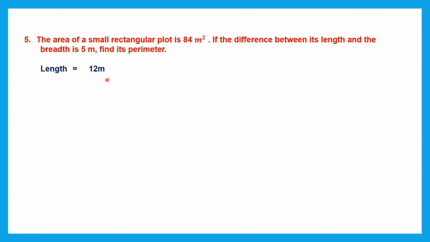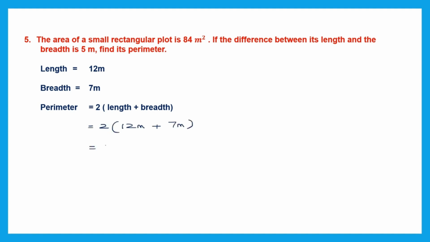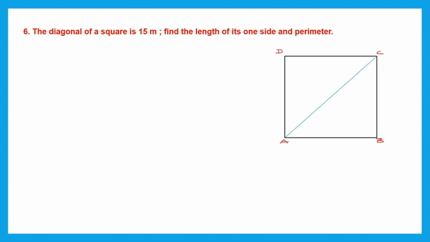So length is 12 meters, breadth is 7 meters, and we know the formula. Perimeter is equal to 2 into length plus breadth. So this is 2 into length is 12 meters, breadth is 7 meters. So this is 2 into 12 plus 7 is 19. 19 meters. 2 into 19 is 38. So the perimeter we have found to be 38 meters. So this is our answer.